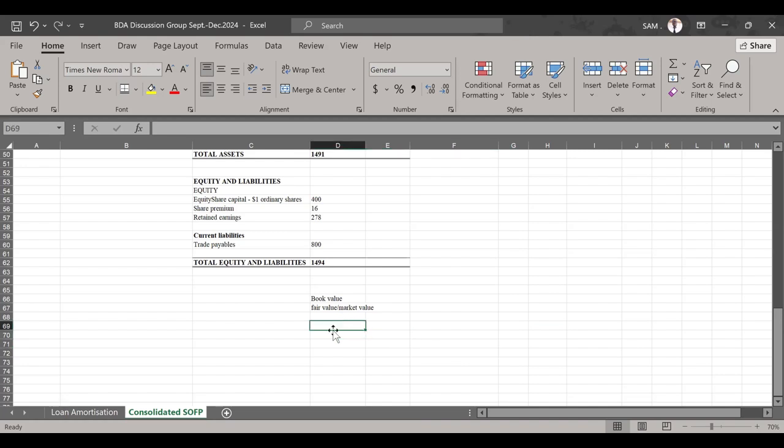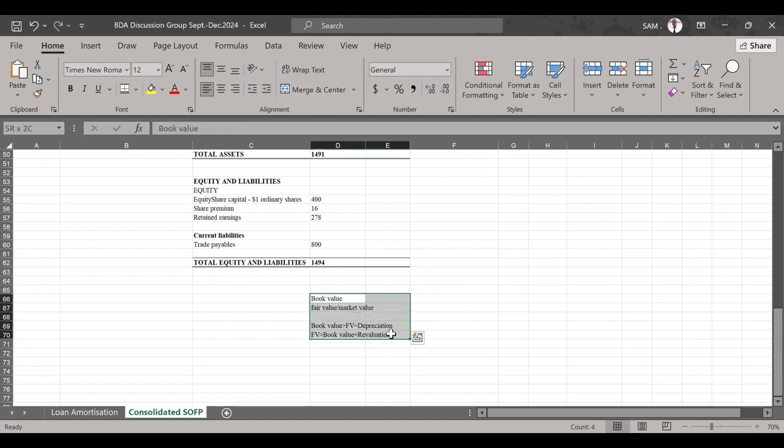Where the book value is greater than the fair value or market value, the value of those assets has depreciated, and that is a negative revaluation, a negative fair value adjustment. But where the fair value is greater than the book value, if the market value is greater than the book value, then that is a positive revaluation, a positive fair value adjustment. I believe those are things that you know.